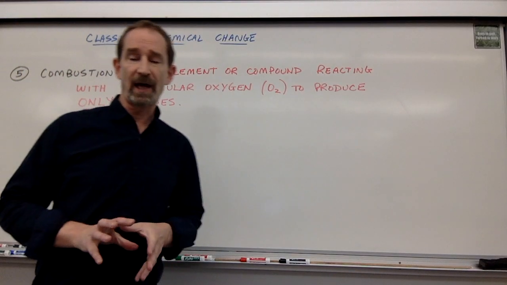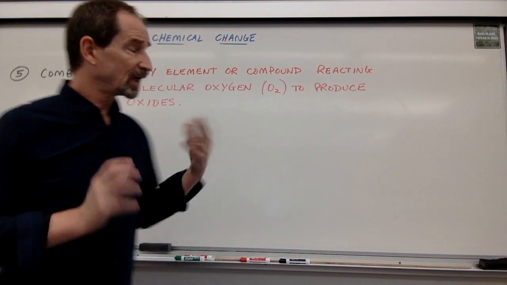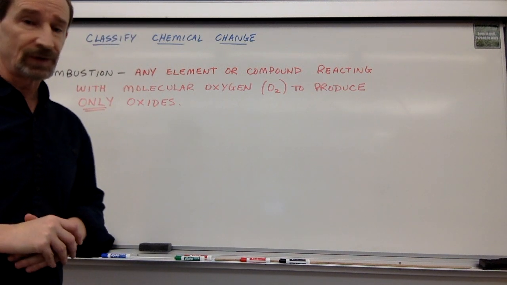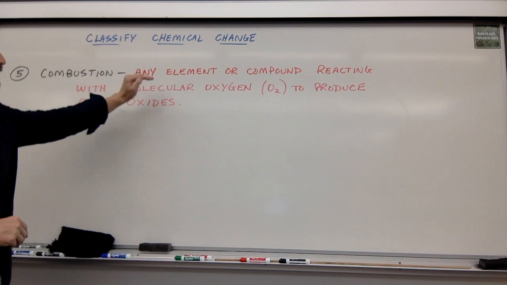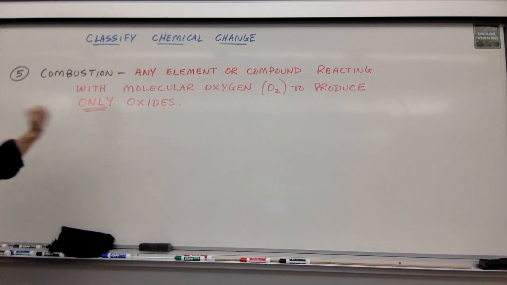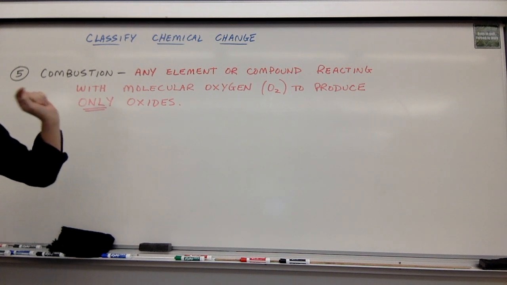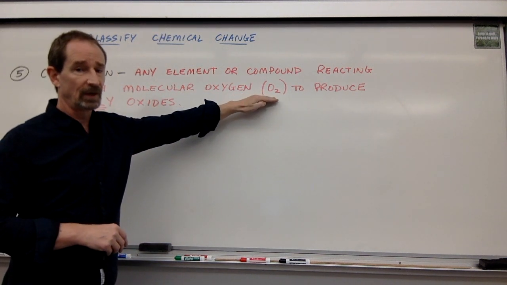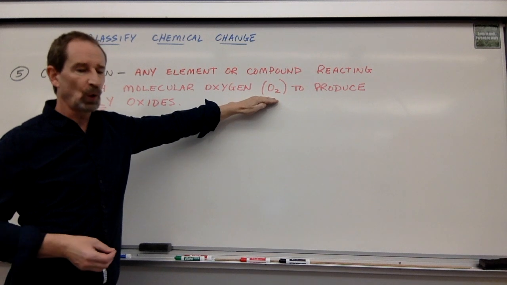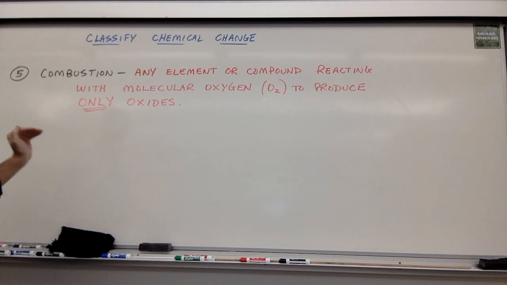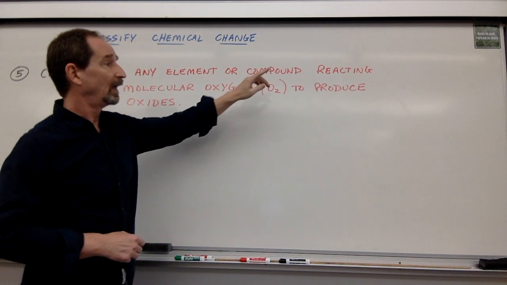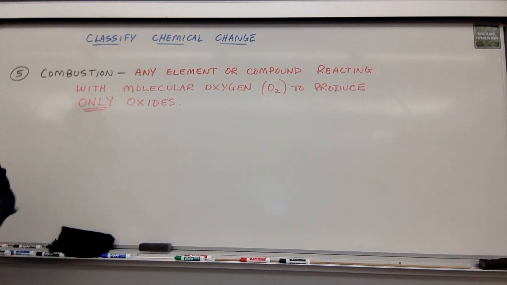My fifth kind of reaction is called a combustion. Combustions are sometimes called oxidations, and you'll see why. A combustion is when any element or compound reacts with molecular oxygen, that is, oxygen in the form of O2. Not in the form of O3, that would be ozone, and that's a different reaction. So it's any element or compound reacting with O2, and it produces only oxides. So the only thing on the right-hand side of the equation will be oxides.